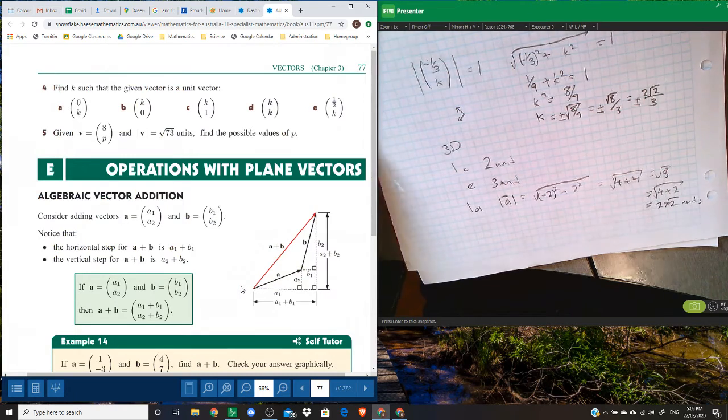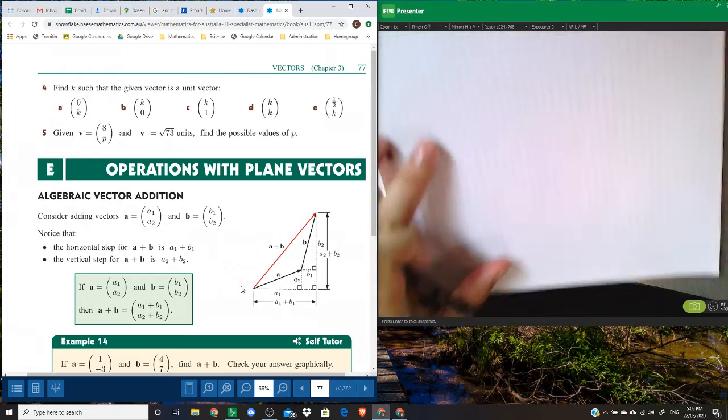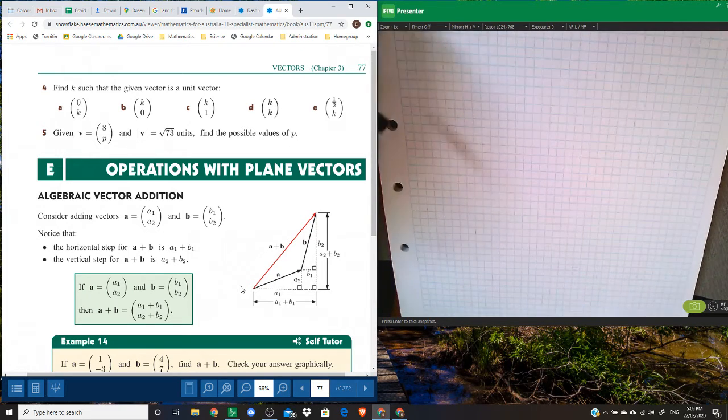All right, moving on. So this is where we start to get to the business end. Now we're actually able to construct actual vectors.